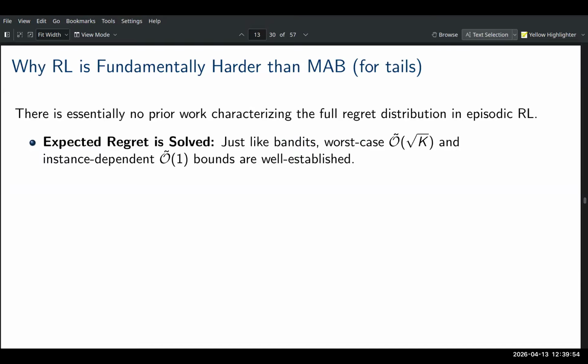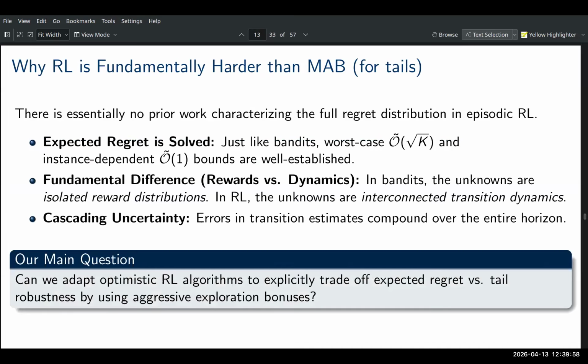The problem is fundamentally different, more difficult in the RL setting. Well, mainly because in RL, what you see is not IID anymore. I mean, there is an underlying MDP, so the transitions are dependent on each other. So the problem is going to be more important.